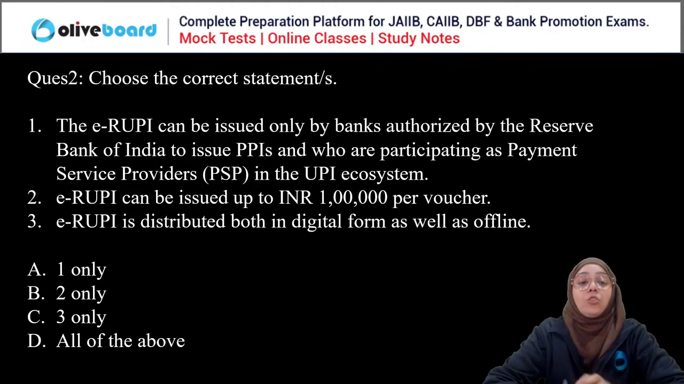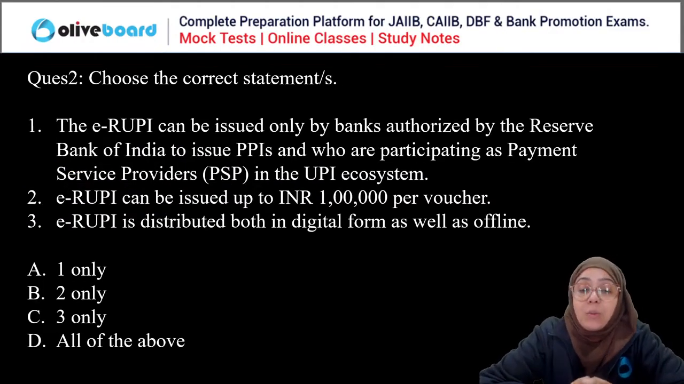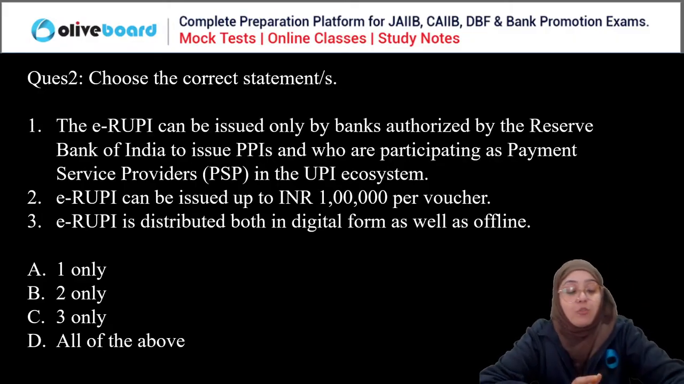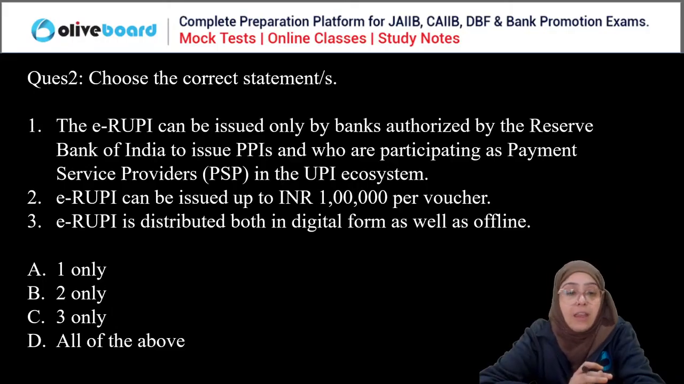Okay, next question. Choose the correct statement regarding the e-rupee. E-rupee can be issued only by a bank authorized by the Reserve Bank of India to issue prepaid instruments, and which are participating as payment service providers in the UPI system. E-rupee can be issued up to 1 lakh per voucher. E-rupee is distributed both in digital form as well as offline form. So we have to choose the correct statement here.